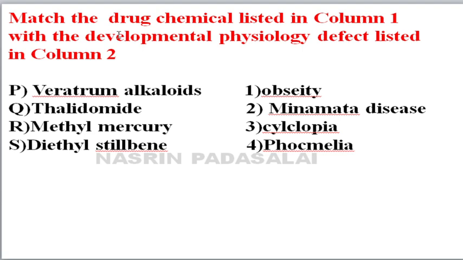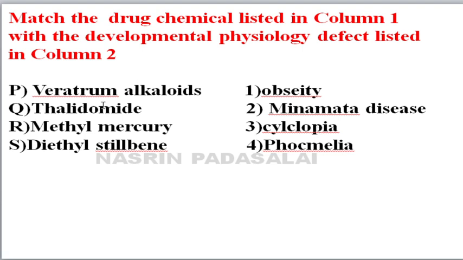Next, match the drug or chemical listed in column number 1 with the developmental physiology in column number 2. So, veratrum alkaloid: if a person ingests veratrum alkaloid, it will lead to the formation of cyclopia. Cyclopia is a condition where there are miscarriages and many defects, where the brain is not divided into left hemisphere and right hemisphere. The brain will be present as a whole in those individuals exposed to veratrum alkaloid.